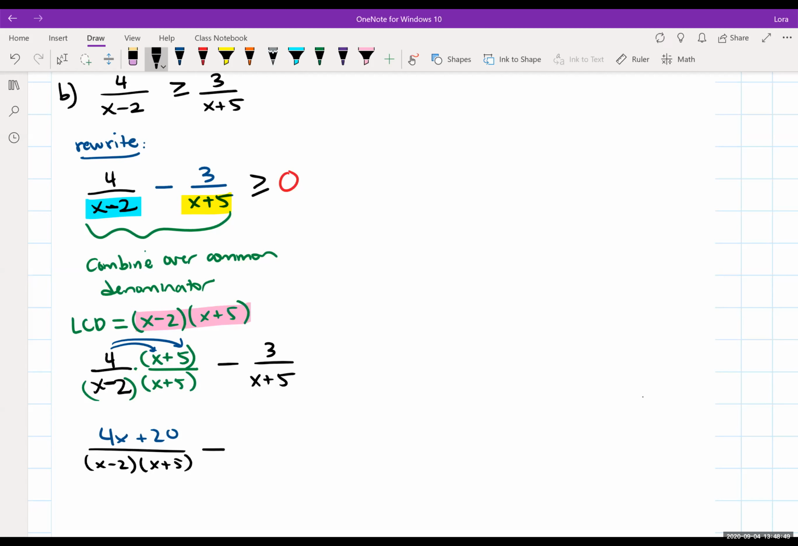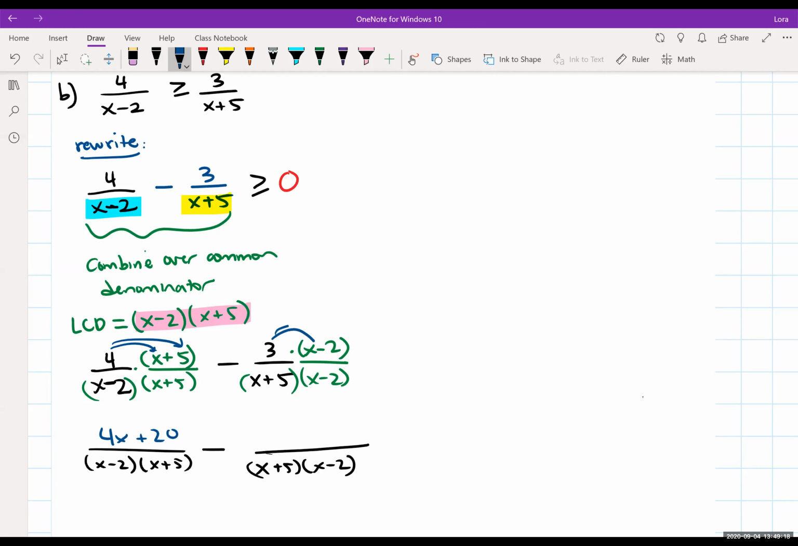And our job was to get it to look like the LCD. So already it has an x plus 5. So in order to make it look like the LCD, we have to multiply it by an x minus 2. If you do something to the denominator, you're going to do the same exact thing to the numerator so that you're building an equivalent fraction. And so at this point, you notice we have the x plus 5 times x minus 2 in the denominator.